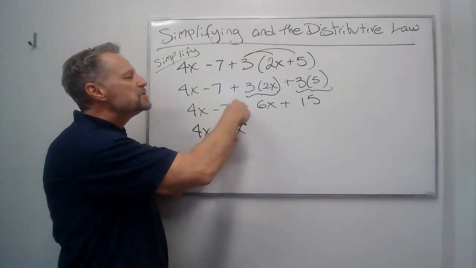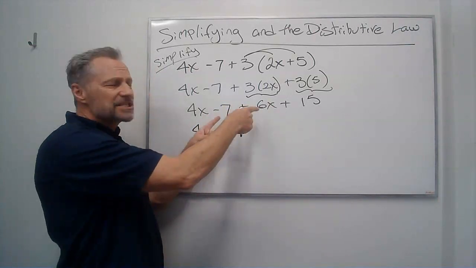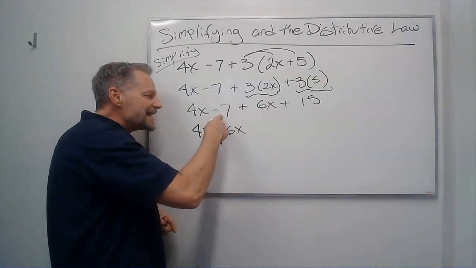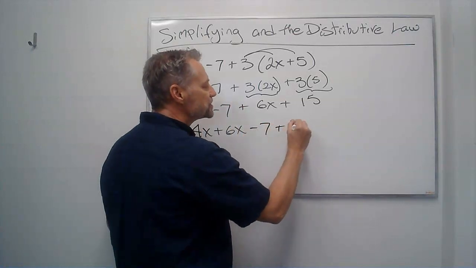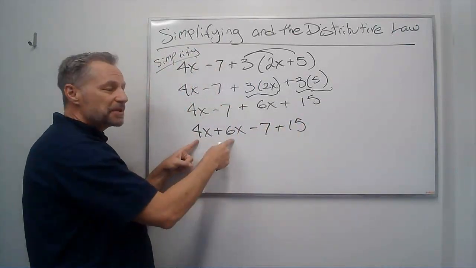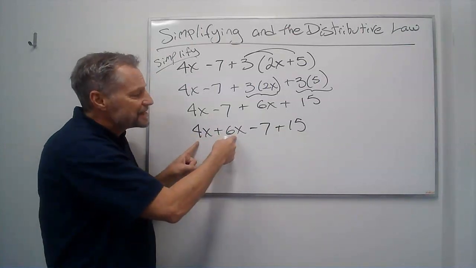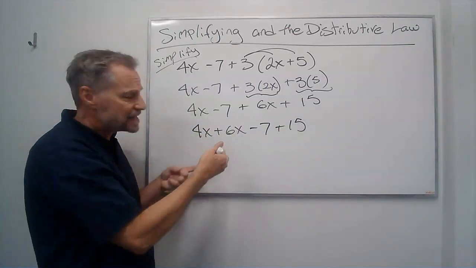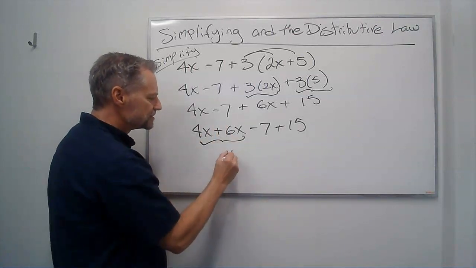Now remember, I can move those across because addition is commutative. The negative 7 I'm going to leave here plus the 15. Those are like terms because they're both constants. 4x plus 6x: if I have 4 x's and now I have 6 more, I have 10 of them. They're all x's. So that's going to be 10x.